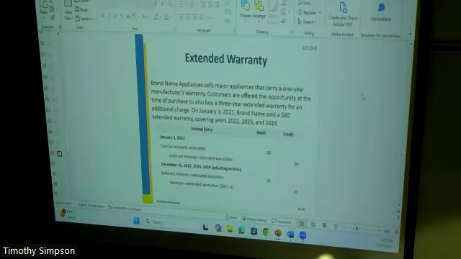So here's the example. Brand name appliances sells appliances that carry a 1-year warranty. Customers are offered the opportunity at the time of purchase to buy a 3-year extended warranty. This is a separate product, okay? And it's going to be for $60, okay? I don't know if this is 60 million or if it's aggregate or whatever. Let's say it's 60, it's one customer, whatever. So cash is going to be collected for 60. That's a debit, obviously increasing cash. And 60 is deferred revenue, extended warranties. It's an unearned revenue. It's a liability.